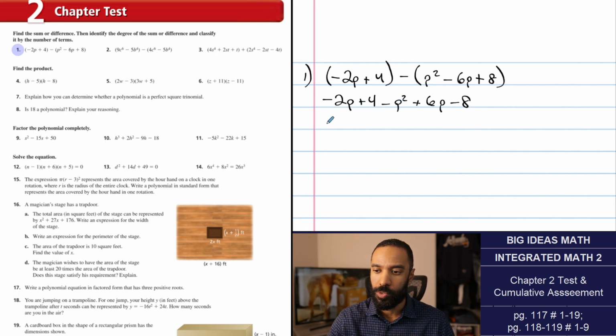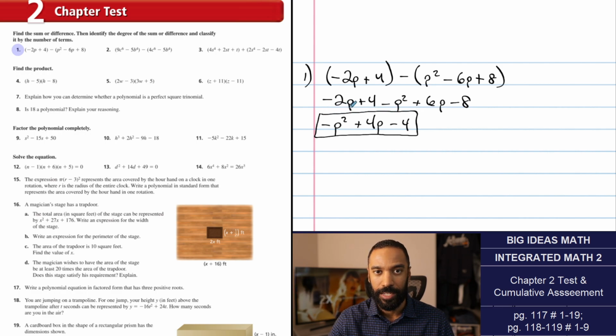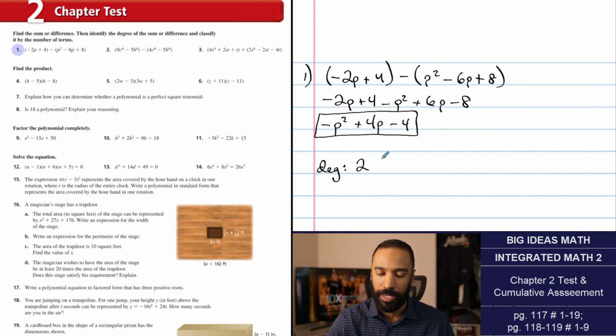So negative p squared doesn't combine with anything, but it is the highest degree term, of degree 2. I will write it first. Negative 2p plus 6p is positive 4p, and 4 minus 8 is negative 4. So this is a simplified version. That result is a quadratic trinomial, which I think we have to name this thing in a second. But the degree of this thing is 2, being a quadratic.